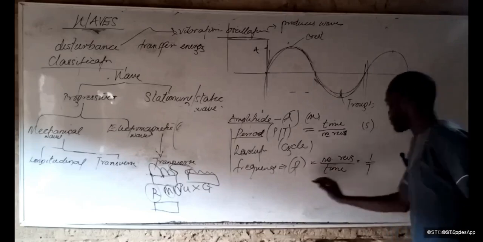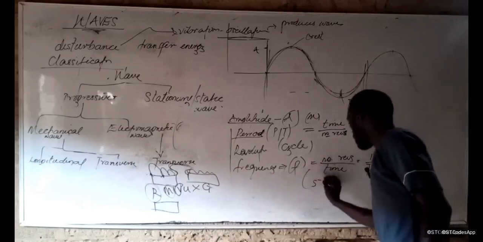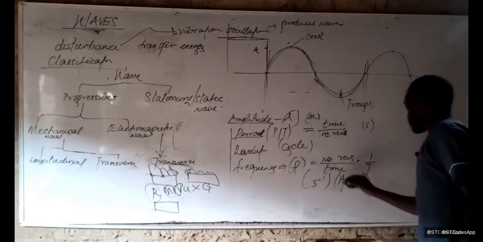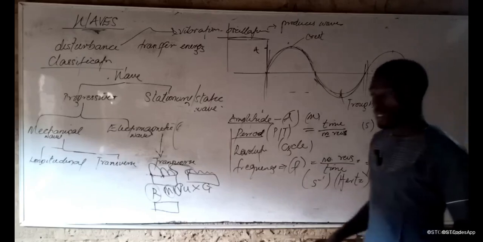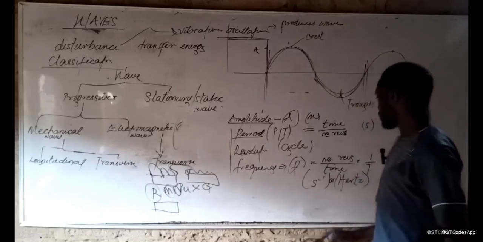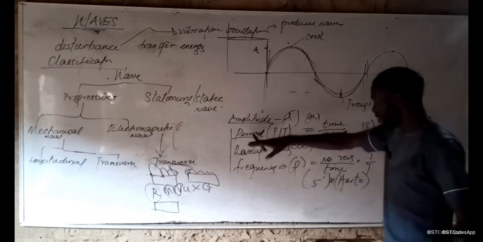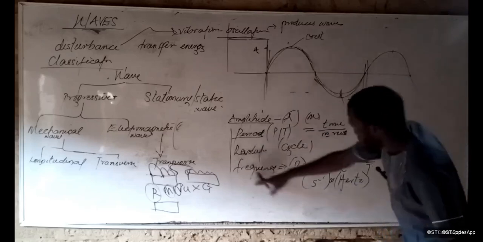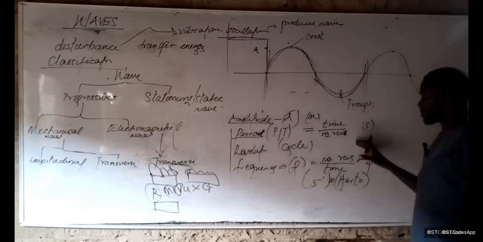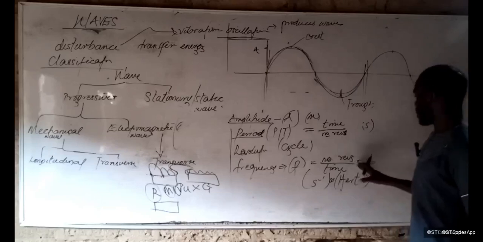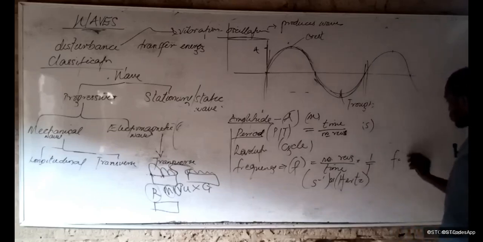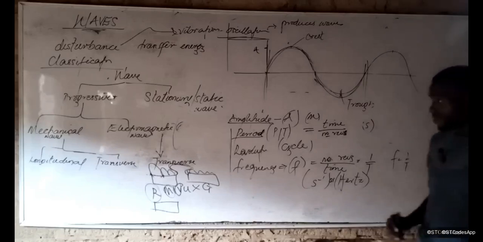So that's why the unit is going to be per seconds or hertz. Those are the two units that we use for frequency. So we say period is the time taken to complete one revolution, while the frequency is the number of revolutions completed per period. Is that okay? So F is equal to 1 over the period.